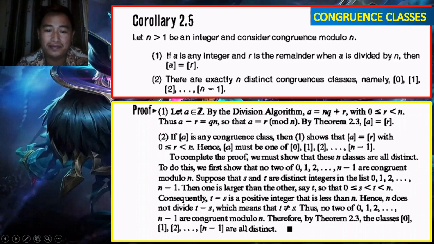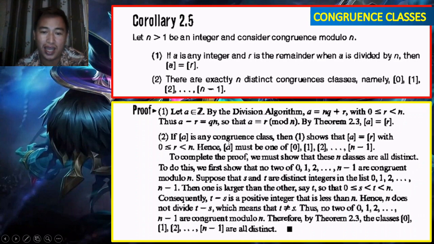So, if the equivalence class of a is any congruence class, then by part 1, this shows that a is equal to r with 0 less than or equal to r less than n. Hence, the class of a is equal to the class of r. This r, by the division algorithm, can be from 0 up to n minus 1. Right, since it is strictly less than n, it can be n minus 1. So the class of a is equal to r, so it can be 0, 1, 2, up to n minus 1.